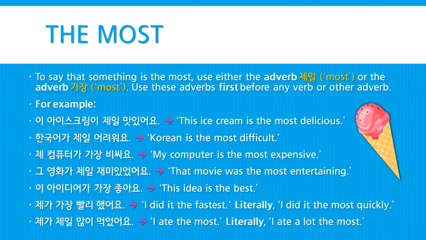그 영화가 제일 재밌었어요. That movie was the most entertaining. 이 아이디어가 가장 좋아요. This idea is the best, or literally the most good. 제가 가장 빨리 했어요. I did it the fastest, or literally, I did it the most quickly. 제가 제일 많이 먹었어요. I ate the most, or literally, I ate a lot, the most.